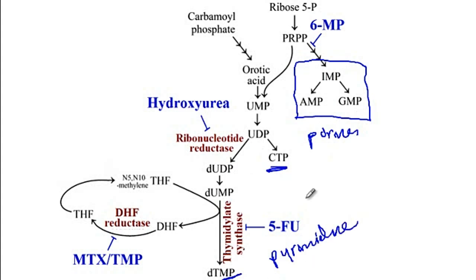and then on the left side, we have the pyrimidines that are being produced. Now for this entire pathway, what I would like you to know is which enzymes are being inhibited by the medications that I've listed here. So first I would like to start with the hydroxyurea, which is a drug that inhibits the ribonucleotide reductase, and hydroxyurea has been used for the treatment of sickle cell anemia.